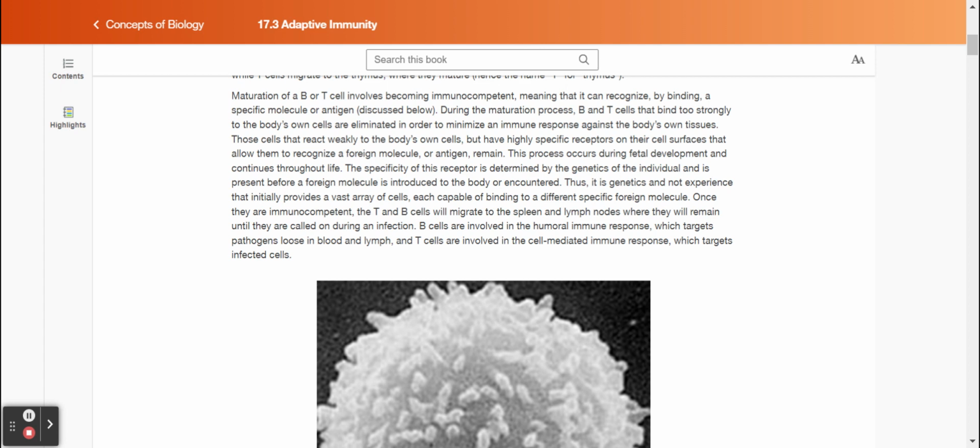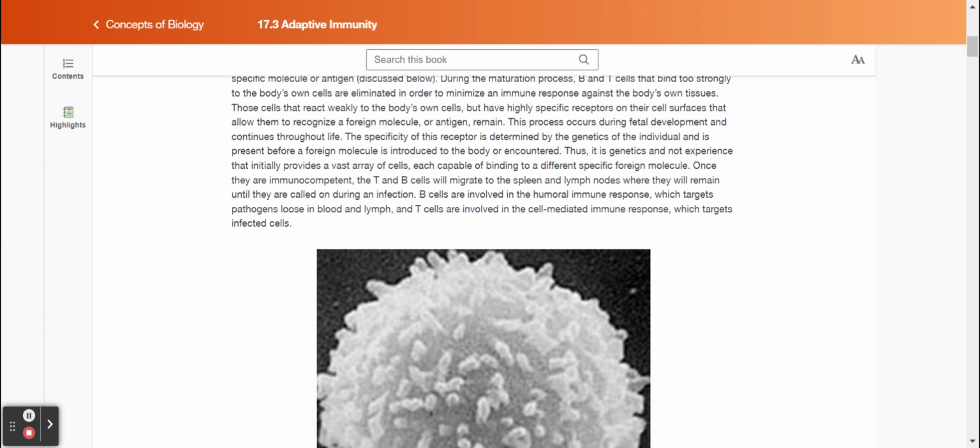Once they are immunocompetent, the T and B cells will migrate to the spleen and lymph nodes, where they will remain until they are called on during an infection. B cells are involved in the humoral immune response, which targets pathogens loose in blood and lymph. And T cells are involved in the cell-mediated immune response, which targets infected cells.